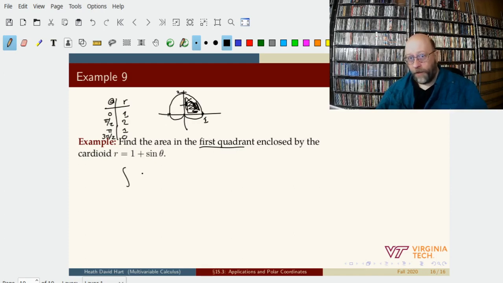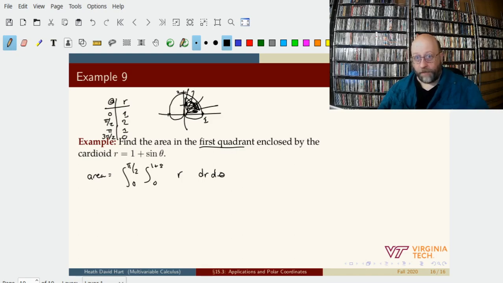So the area is, we'll use dr d theta for the order. We put an r in here. Once again, this is 1 for the area, and then r for the polar coordinates. Since we're looking at the first quadrant, my angle goes from 0 to pi over 2. And my radius starts at 0 in all cases, and then leaves along the cardioid. So from 0 to 1 plus sine theta. Okay? All right.